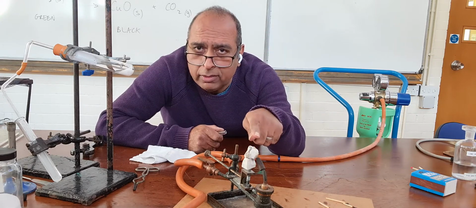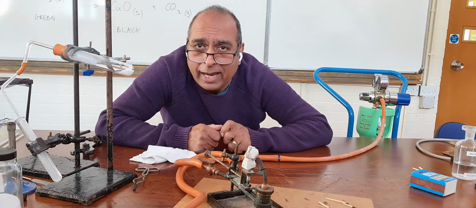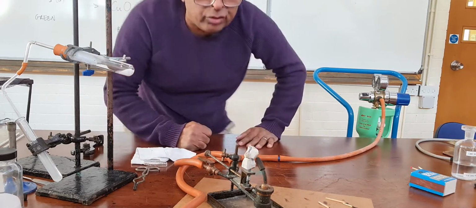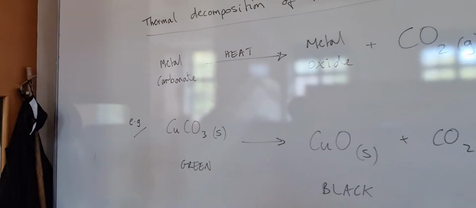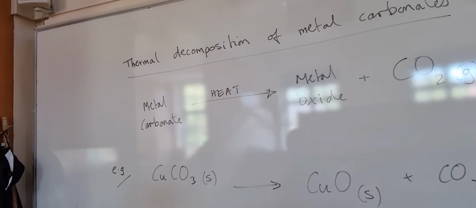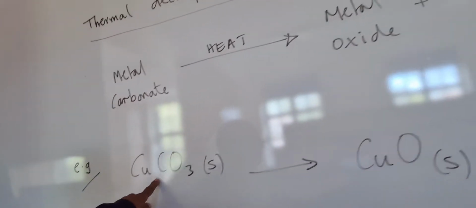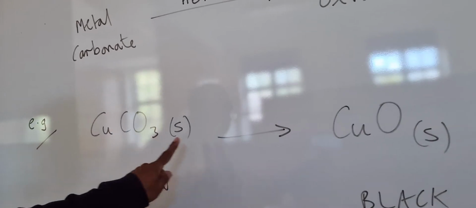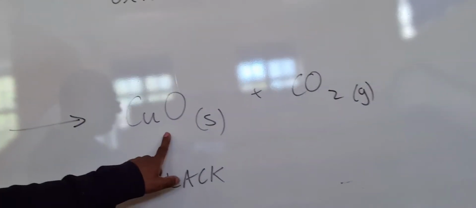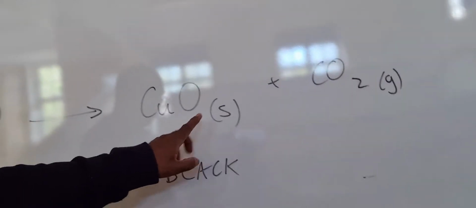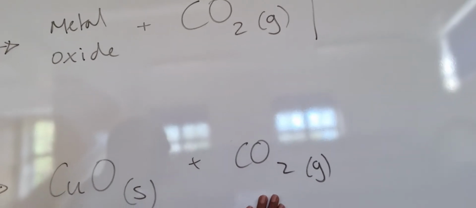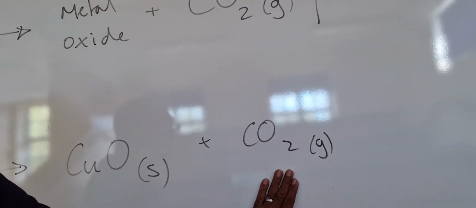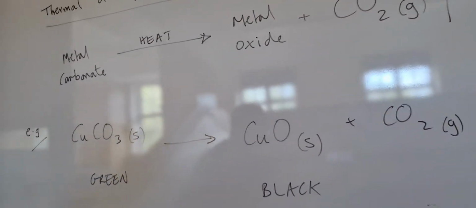And when that's going on, the calcium carbonate is decomposing. And how is it decomposing? It's decomposing according to that general equation, that one. You get, instead of copper carbonate, calcium carbonate. Instead of the black copper oxide, you get calcium oxide, which is a white powder. Carbon dioxide gas was coming off from that lime that was burning. You would not have seen it, but it was coming off. And also a lot of light was coming off.